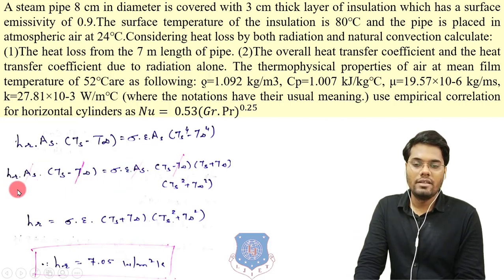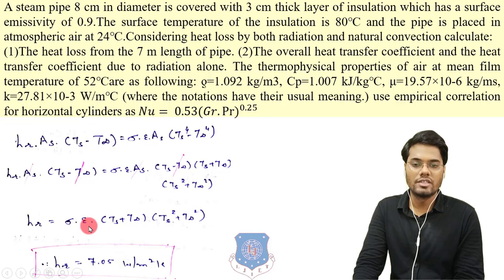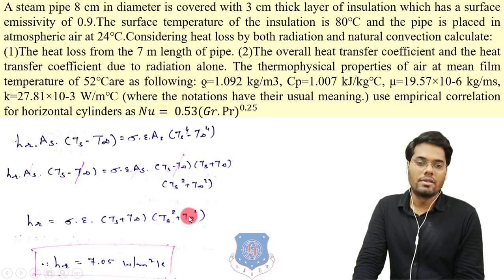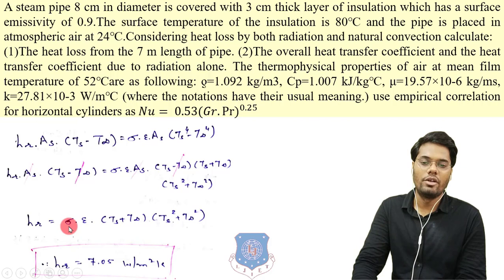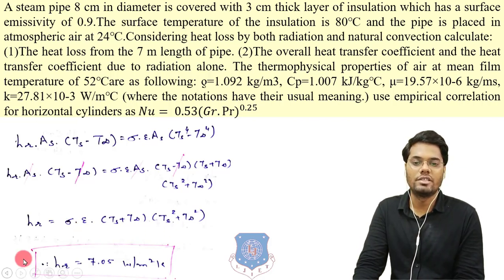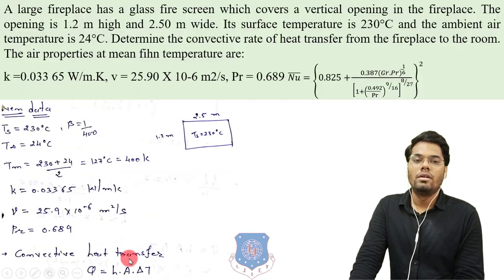So the only remaining equation would be h_r, which is the heat transfer coefficient due to radiation only, equal to sigma epsilon into Ts plus T infinite into Ts square plus T infinite square. We know the values of Ts, T infinite, emissivity and the Stefan-Boltzmann constant. By putting all the values, we get the heat transfer coefficient only due to radiation, which is 7.05 watt per meter square Kelvin. Now moving towards the next question.